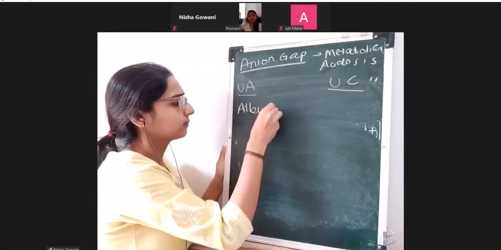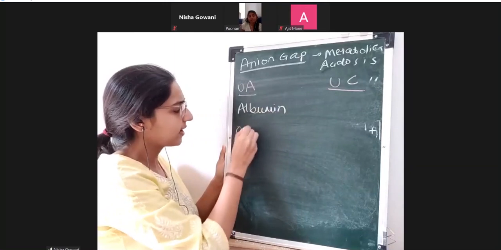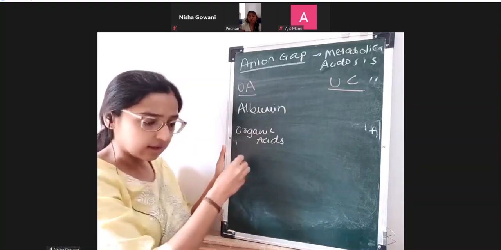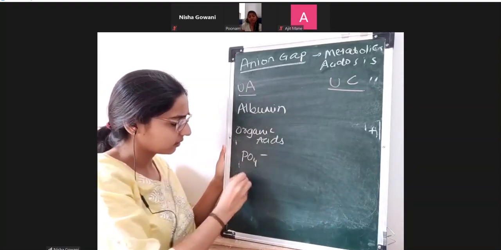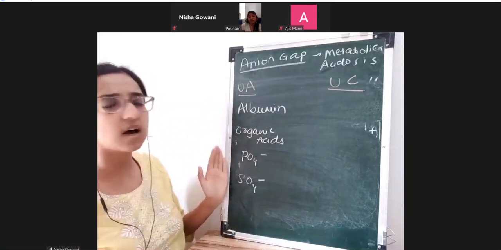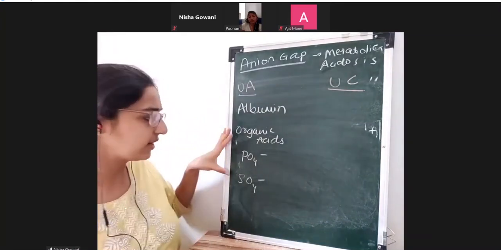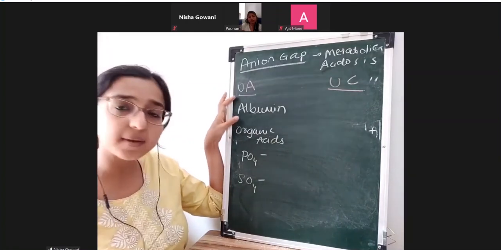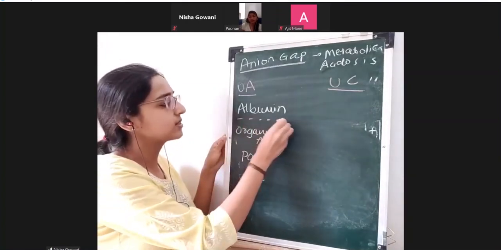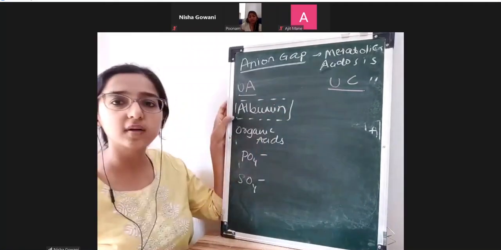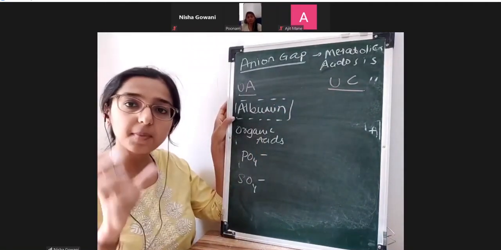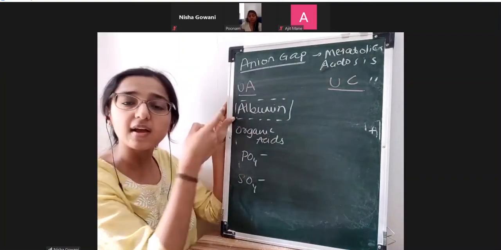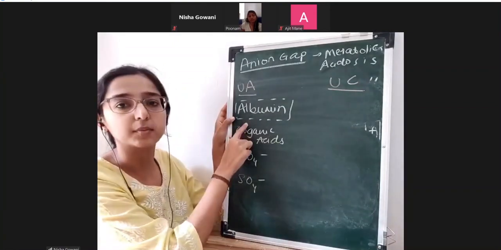albumin, some organic acids, phosphate, and sulfate if there is any. These are all unmeasured. They are there, but in very trace amounts. Albumin is measurable, and albumin is the biggest contributor of the anion gap. It is the most important contributor, and the biggest quantity of all the unmeasured anions is actually albumin. So whenever we think about unmeasured anions, in your mind you should think albumin.